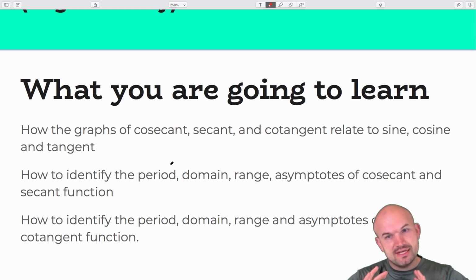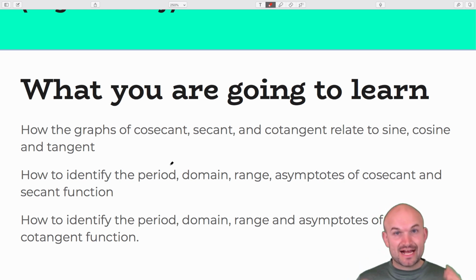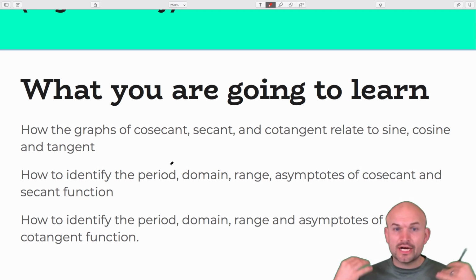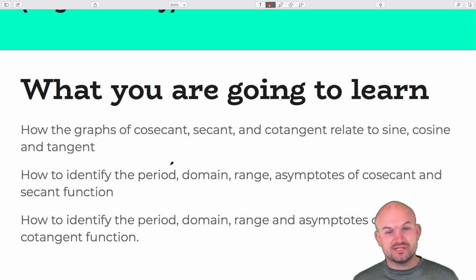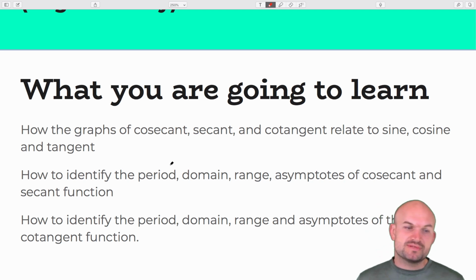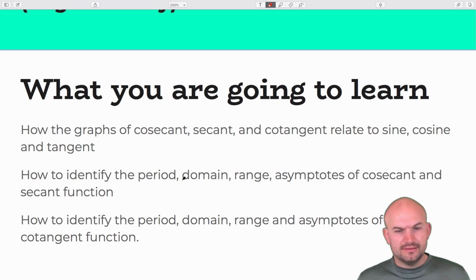Again, a warning, I'm not actually graphing them. I used to teach that, but it took so much time to plot the points and everything. Eventually I realized I didn't think it was very beneficial for my students to spend so much time on the graphing, especially when we have graphing technology. So now we focus on our understanding as well as being able to identify the particular parts, like the domain, the range, the asymptotes, and the period.